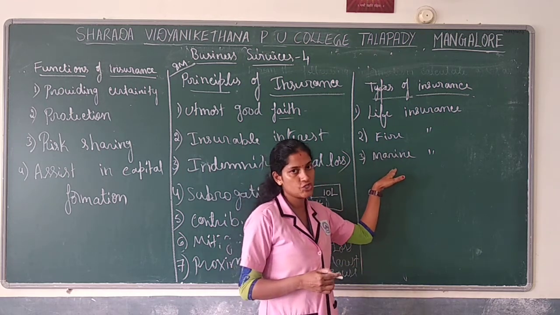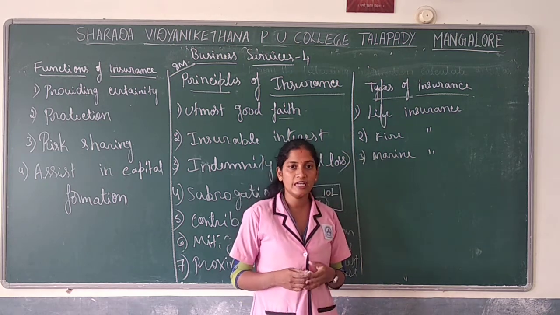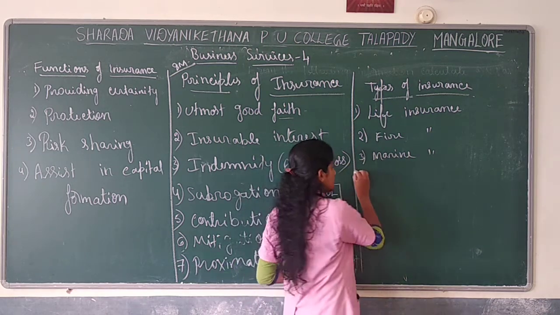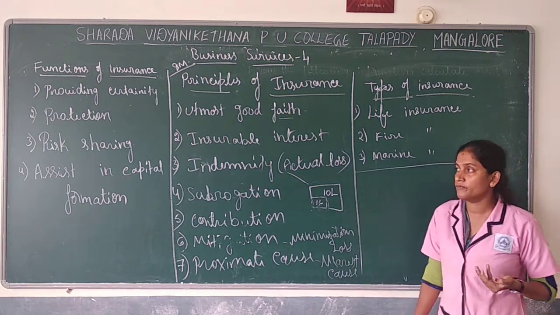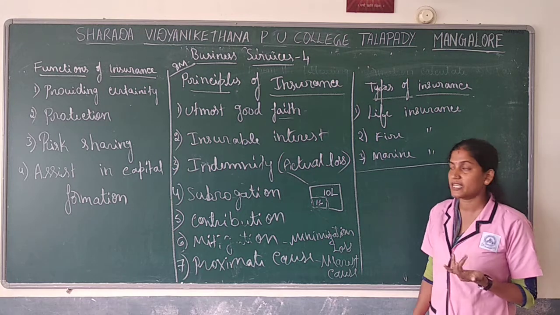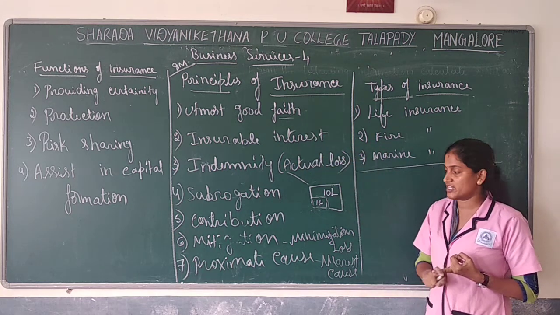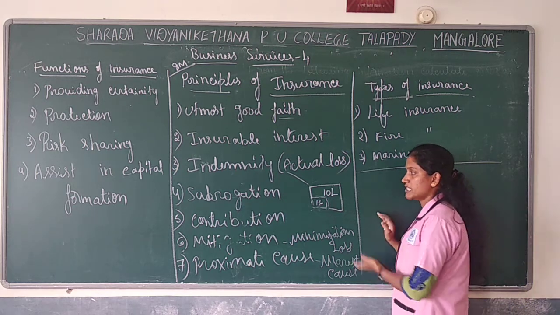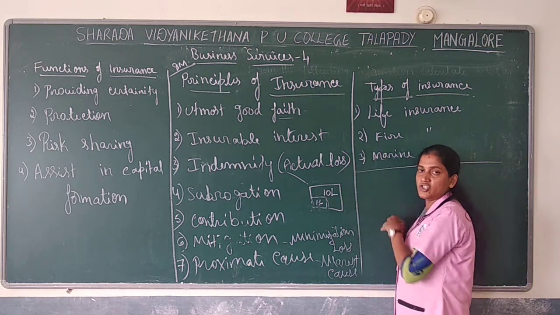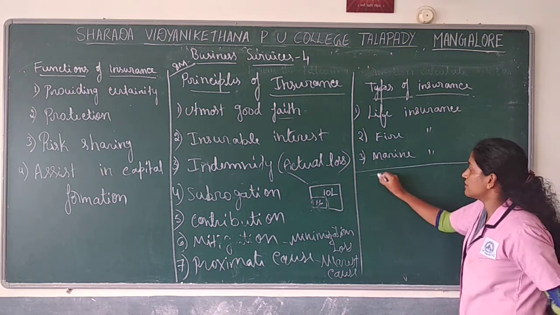For that, fire insurance and marine insurance are taken. In case of life insurance, let us see the life insurance topic itself. In case of life insurance, the principles applicable are utmost good faith as well as insurable interest. The rest cannot be applicable, but all the rest will be applicable for the other insurances. Now we have the types of life insurance.